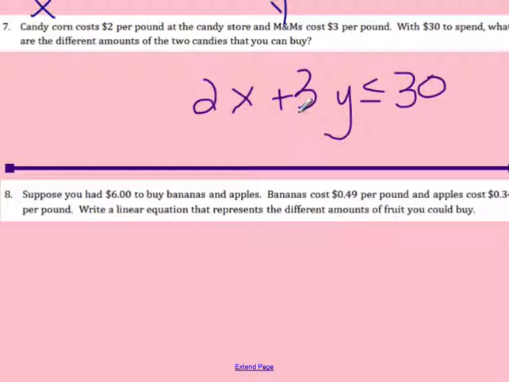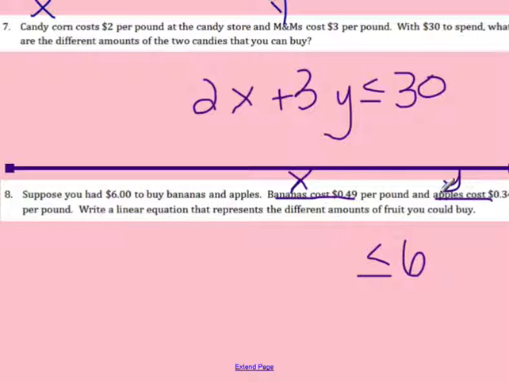Suppose you had $6 to buy bananas and apples. So whatever we spend, it has to be less than or equal to $6. We don't have more than $6, but we do have the choice of spending less than $6. So bananas, I'm going to let be represented by X. And apples, I'm going to let be represented by Y.